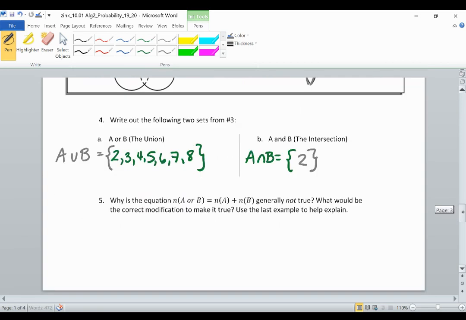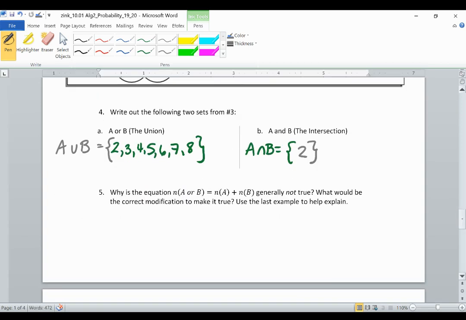Number 5, and this is going to come up in our probability. So right now we're just talking N means number. We're not talking probability. So why is the equation "the number in A or B, 1, 2, 3, 4, 5, 6, 7, are in A or B, equal to the number in A plus the number in B" generally not true? What would be the correct modification to make it true? Use the last example to help explain.